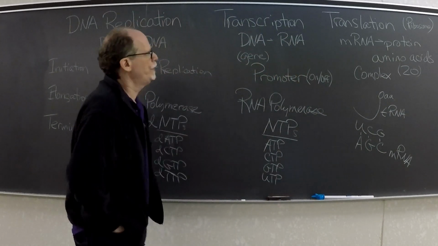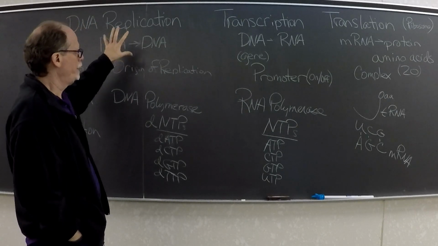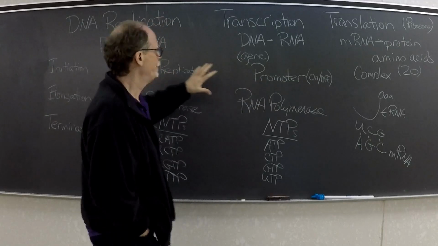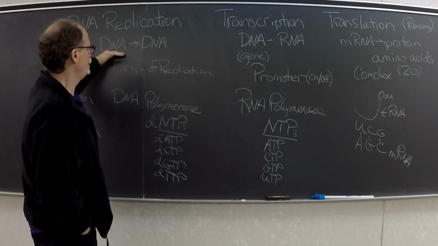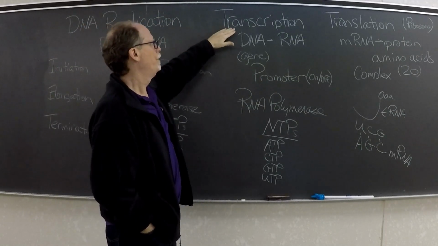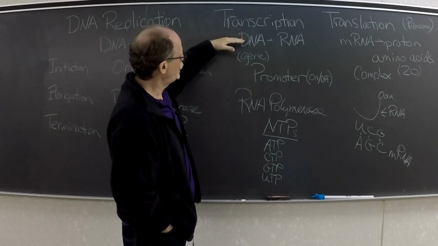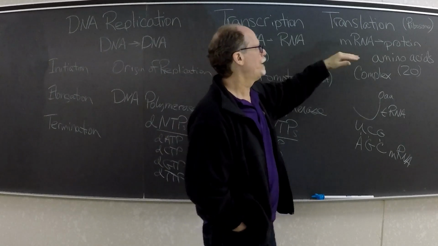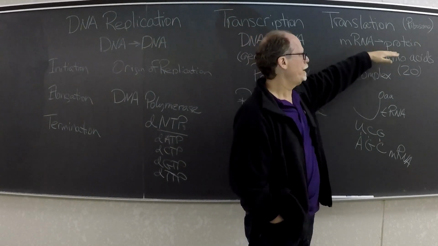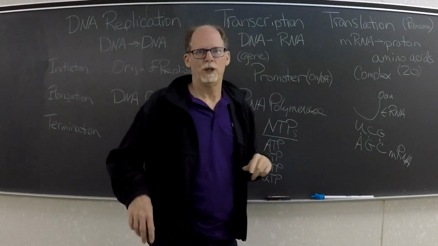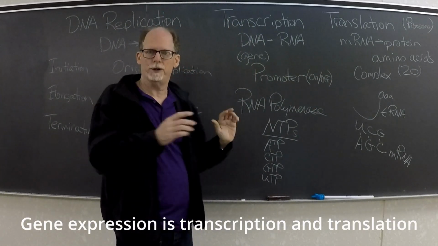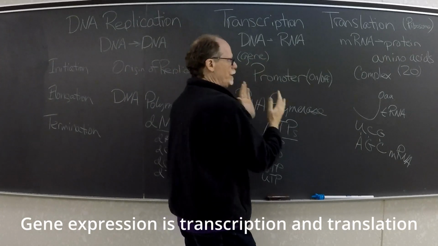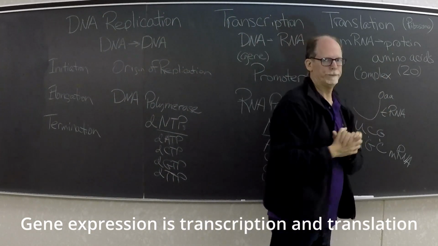So what I wanted to do in this video is basically make it clear what these three concepts do, right? If you're replicating DNA, you're using DNA to make DNA. For transcription, you're converting DNA into RNA, and in translation, messenger RNA is converted into protein. Gene expression means, right, you're converting the genetic information of the gene into a protein.